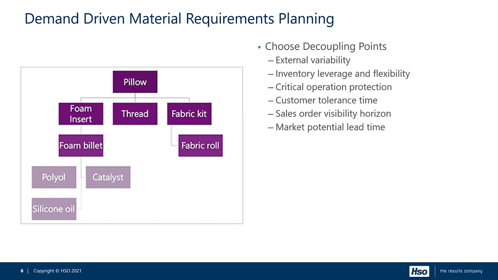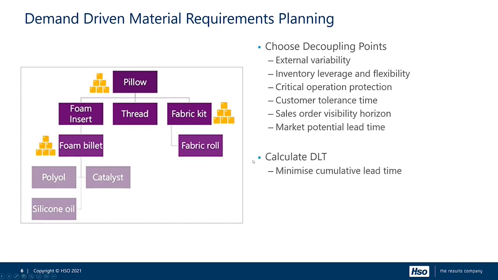What's your customer tolerance time? Do customers expect delivery within 2 days, within 6 weeks? That has to factor in how you're going to split up your BOMs, your bills of materials, to best keep the stock in availability and make sure you can manufacture or supply your products. And then how far ahead are you looking? What's your sales order visibility? Is it a week ahead? Is it 6 weeks ahead? Is it a year ahead? And then what your potential lead times are. So just building this up a bit.